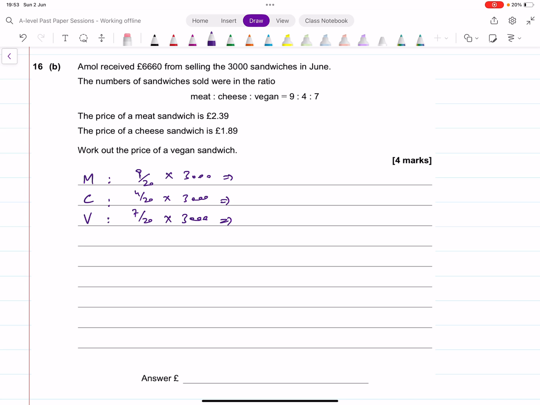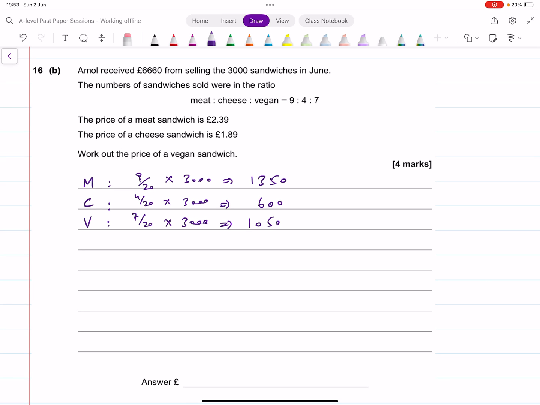9 over 20 into 3,000, that's giving me 1350. And then 4 over 20 into 3,000, that's 600. And then the remaining 1,050 are vegan sandwiches. All right, now the total amount that she received by selling these sandwiches was 6,660 pounds. And the price of meat and cheese sandwiches is given.